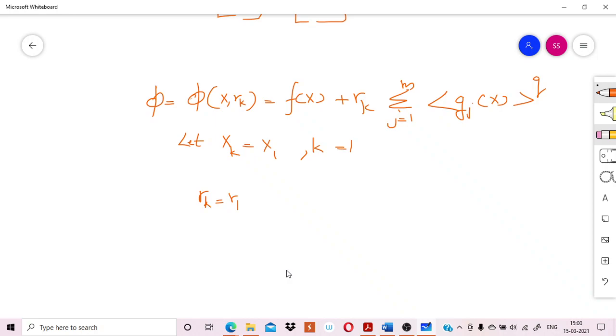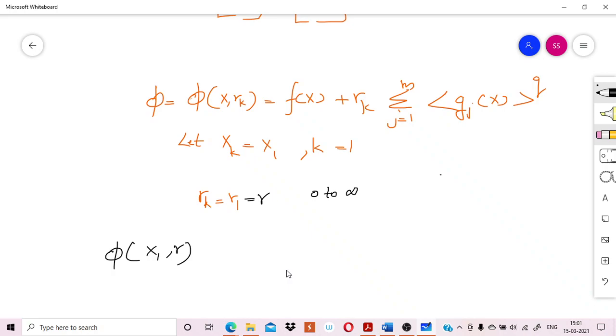and I am going to substitute for this gj of x term. Okay, and we will find phi of x rk, which is phi of x1 r1, and I am taking it as a general r. Okay, r can take any value from 0 to infinity. So I'm taking that phi of x1 comma r.